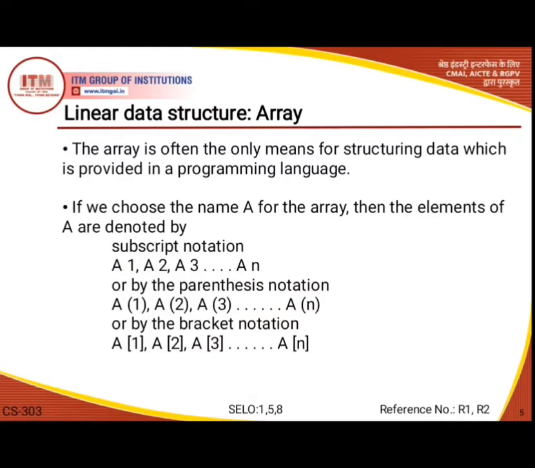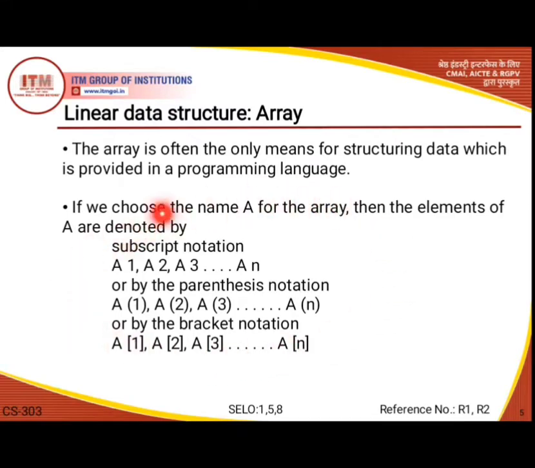Otherwise we use parenthesis notation in the form of A, and then in the parenthesis we just write 1, then 2, then 3 till the nth number. Similarly, if we are using bracket notation, then the number is just written within the brackets in the manner like A[1], A[2], A[3] till the nth element.